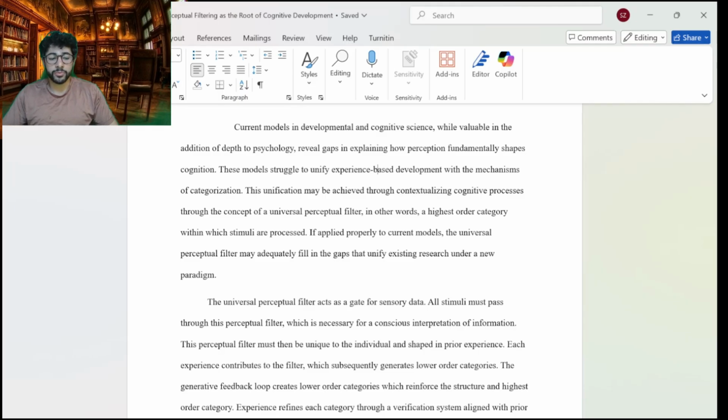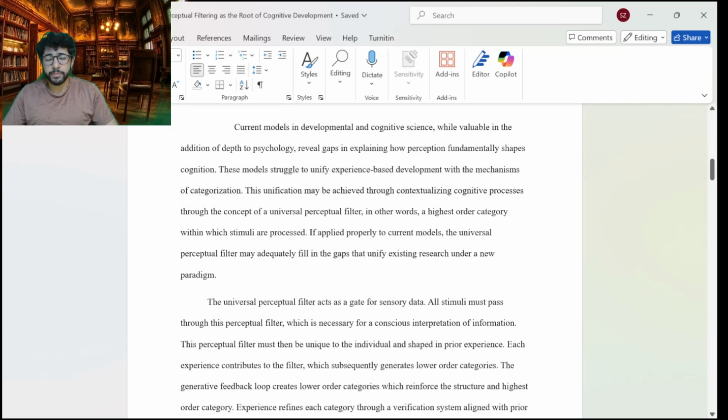So all I mean by this is that the way that you perceive reality shapes the way that you think about reality. Okay. But in this paper specifically, I'm talking about developmental psychology and cognitive psychology, specifically categorization. That's what I'm talking about here.